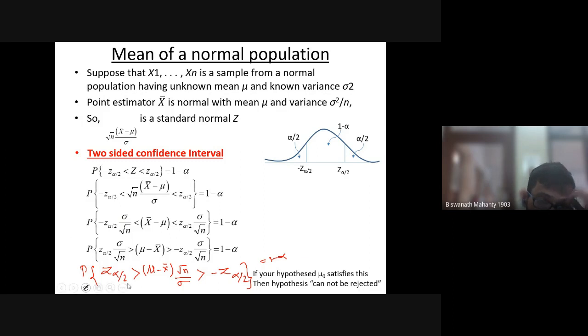Now, for example, Z alpha by 2 is 3.7, and minus Z alpha by 2 will be minus 3.7. So basically I am telling that this value is within 3.7 and minus 3.7. Yes or no? Yes, sir. So I am telling that this value is within plus 3.7 and minus 3.7.